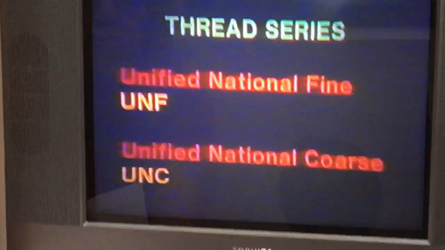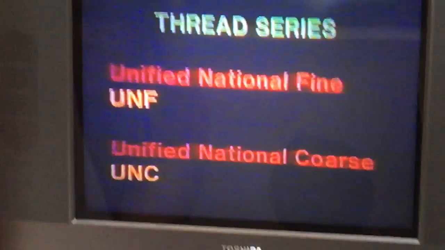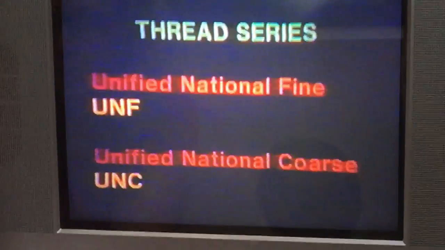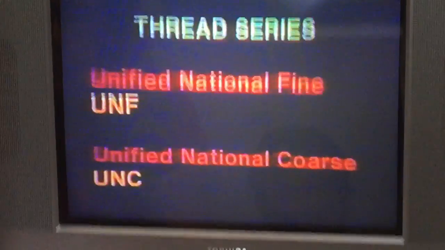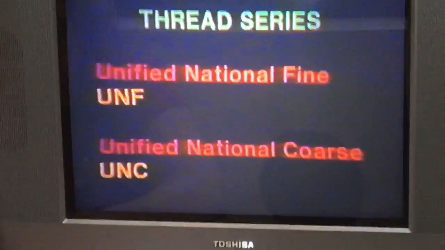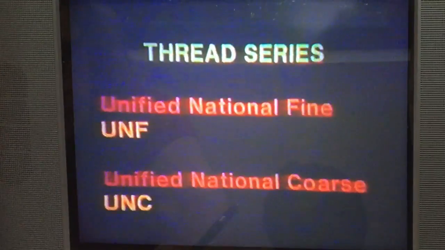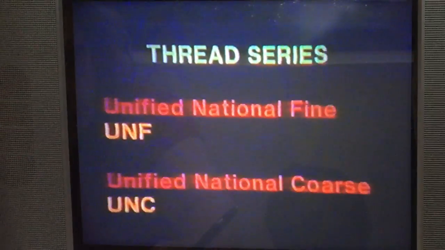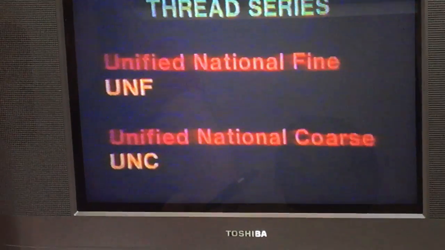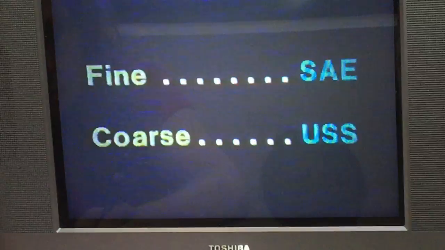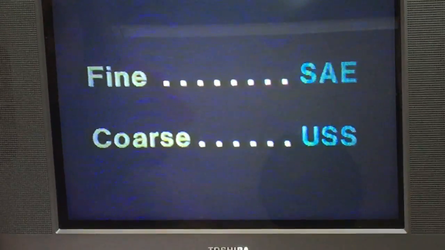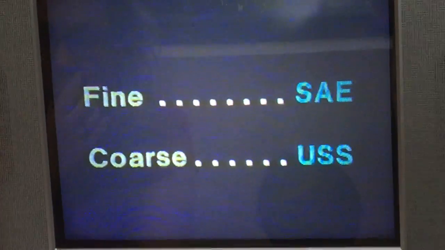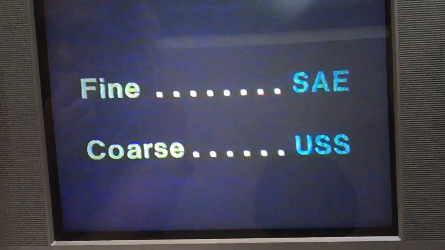The second commonly used term is thread series. Inch cap screws, bolts, studs, and nuts have two standard thread series. A unified national fine, called UNF, or fine thread, and a unified national coarse, called UNC, or coarse thread. You should also know that fine threads are sometimes called SAE threads, and coarse threads are sometimes called USS threads.